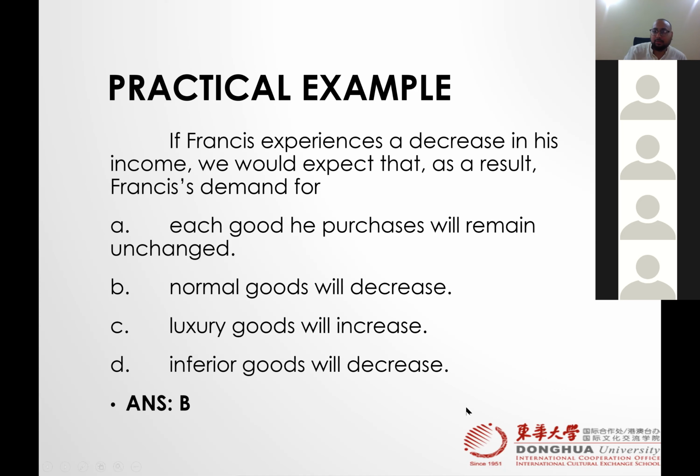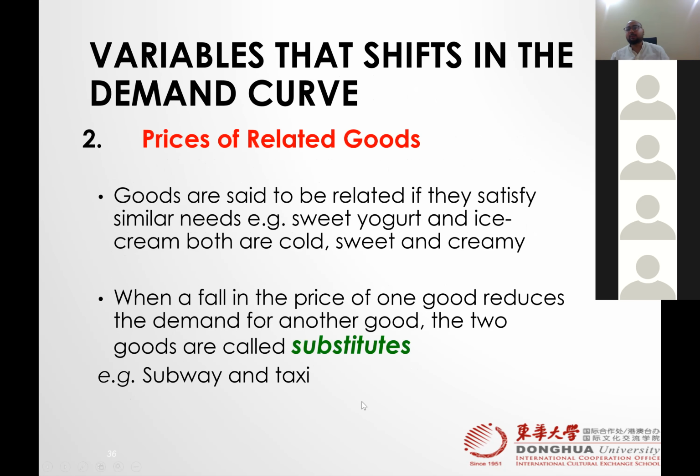B. Very nice. Right? You experience a decrease in income, and what happened? The normal good demand will start to decrease, right? Because it's vice versa. Very nice. Good. And now price of related goods.